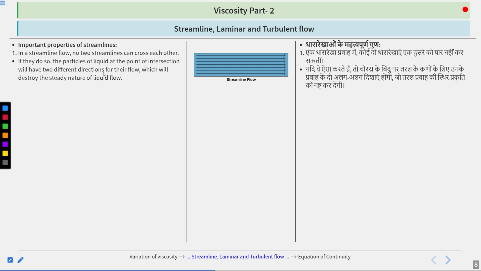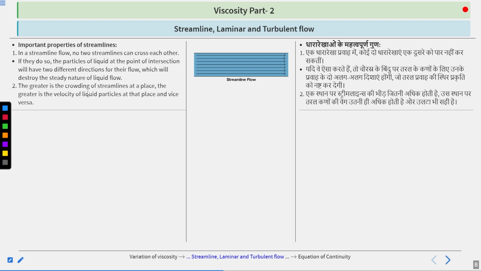That's why they are intersecting each other's path. And whenever this happens, the steady nature of liquid flow will be destroyed. And this is the condition for streamline flow. If this steady nature of liquid flow is destroyed, then that will not be a streamline anymore.